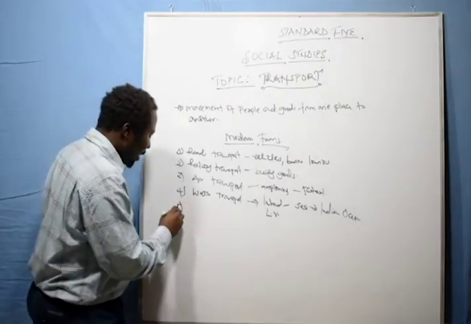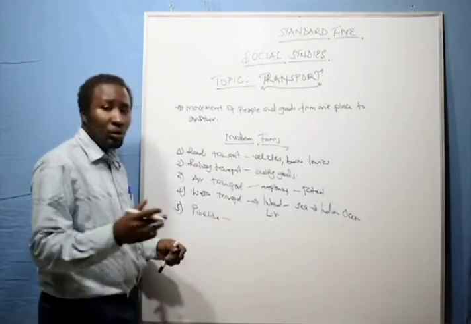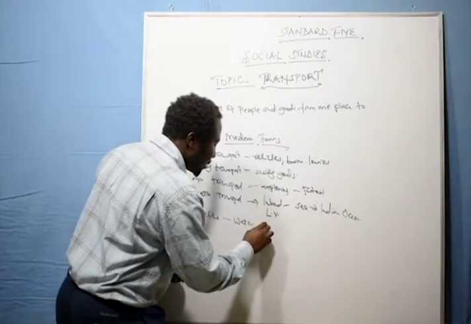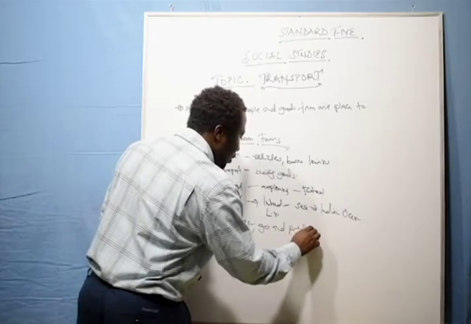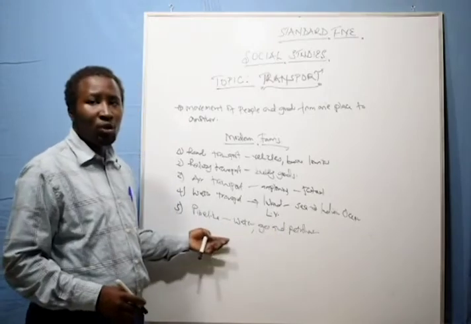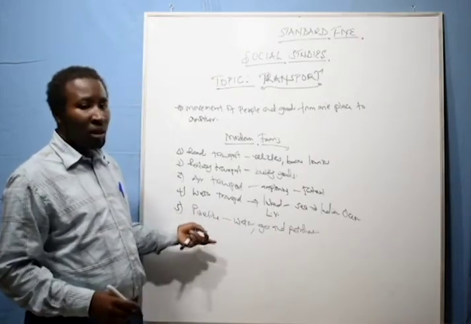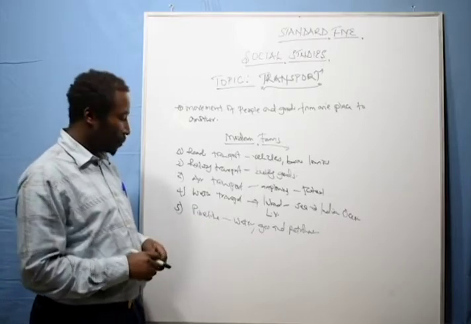Number five, we have what we call the pipeline. With the pipeline, we transport things like water, gas, and petroleum. Using a pipeline is actually safe for transporting petroleum goods. So it's very important to note this kind of transport that we have in our country.